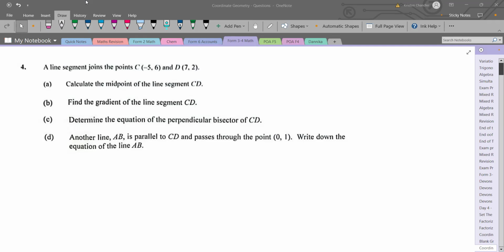Another line AB is parallel to CD and passes through the point (0, 1). Write down the equation of the line AB. So this is a nice question because it's actually covering everything that you will have to cover under this topic, right?